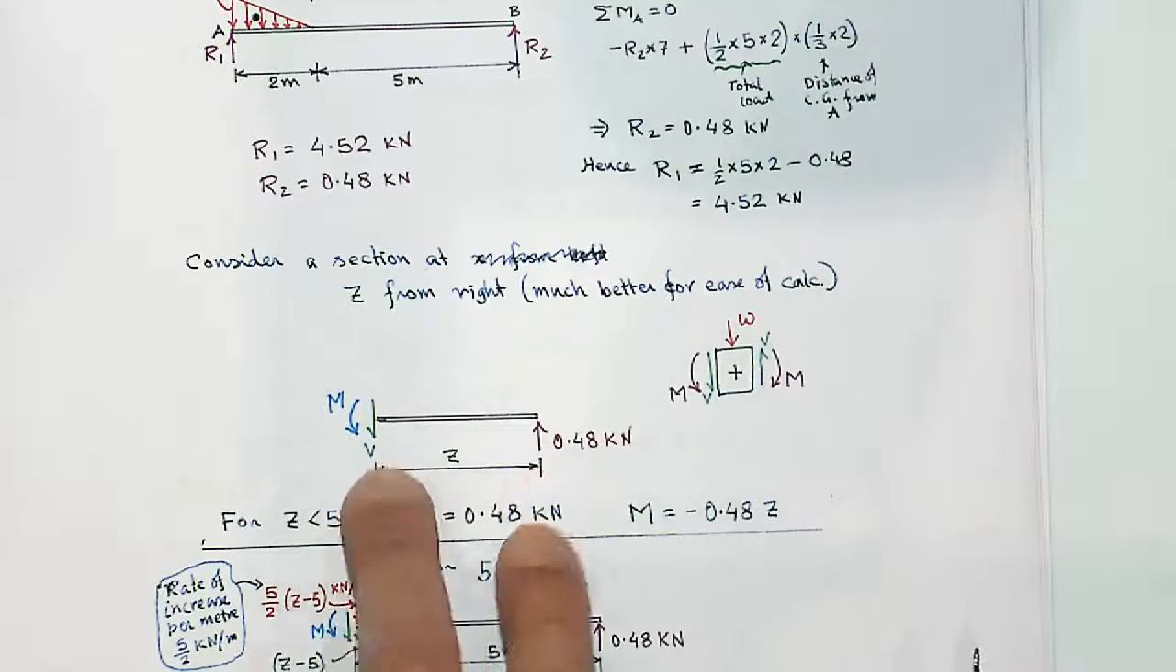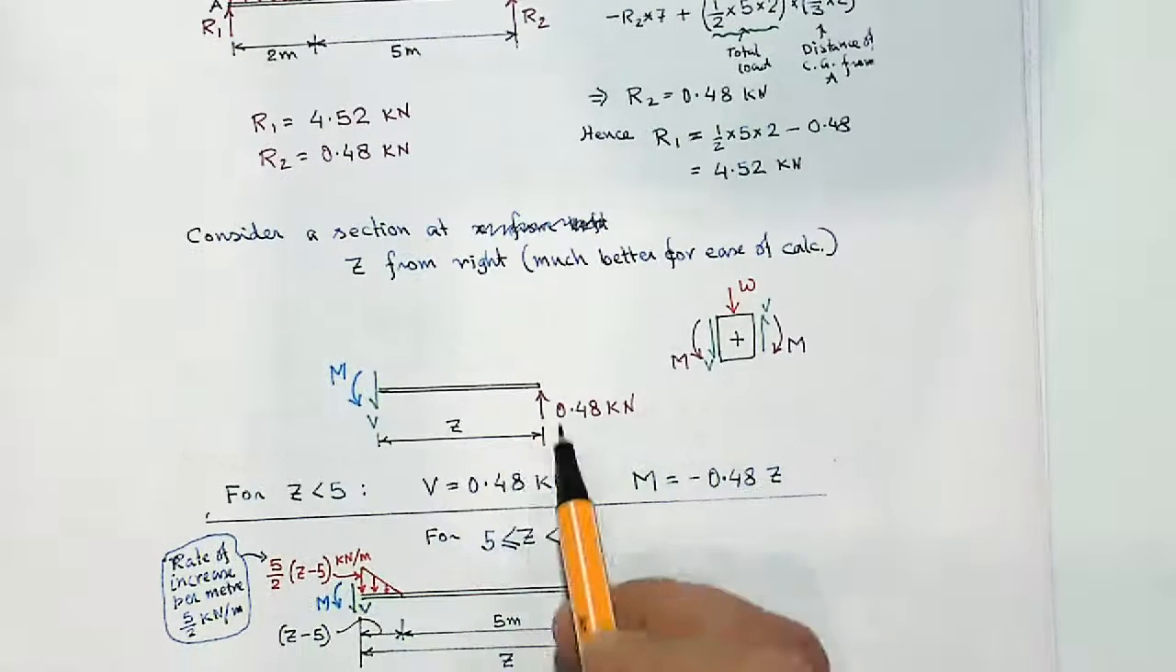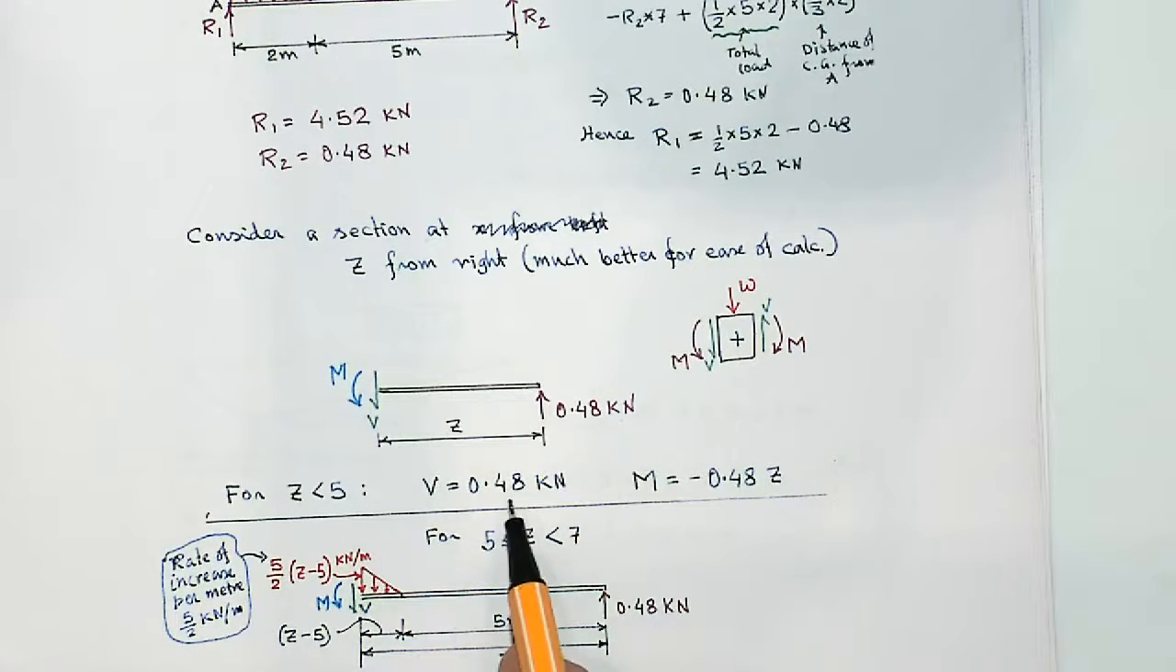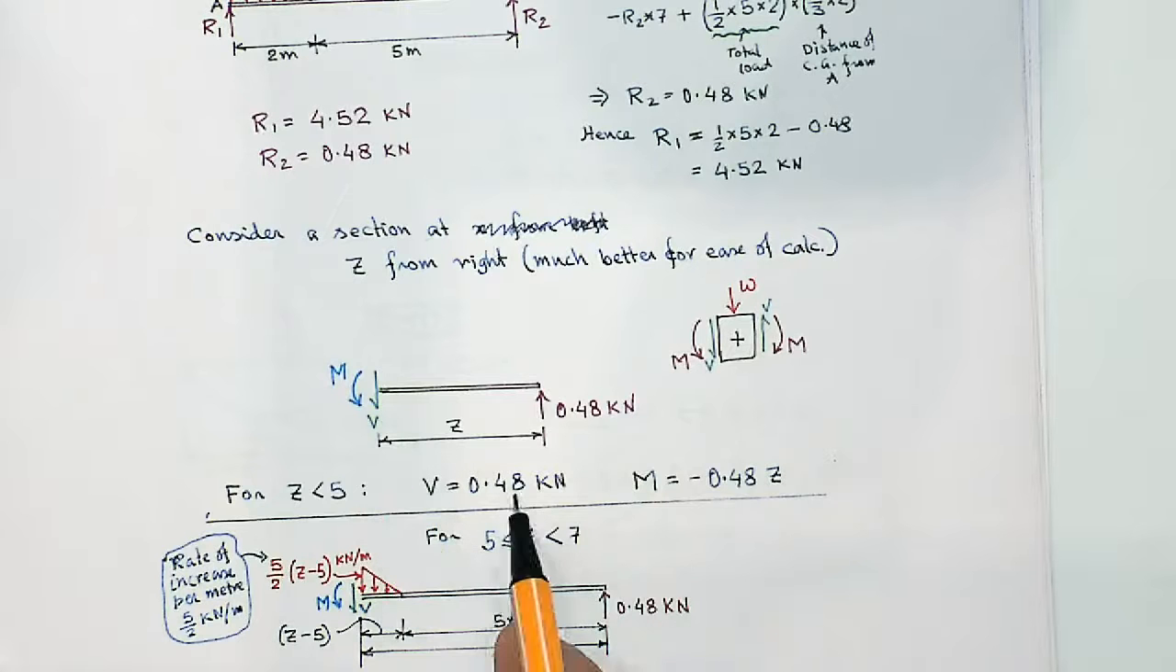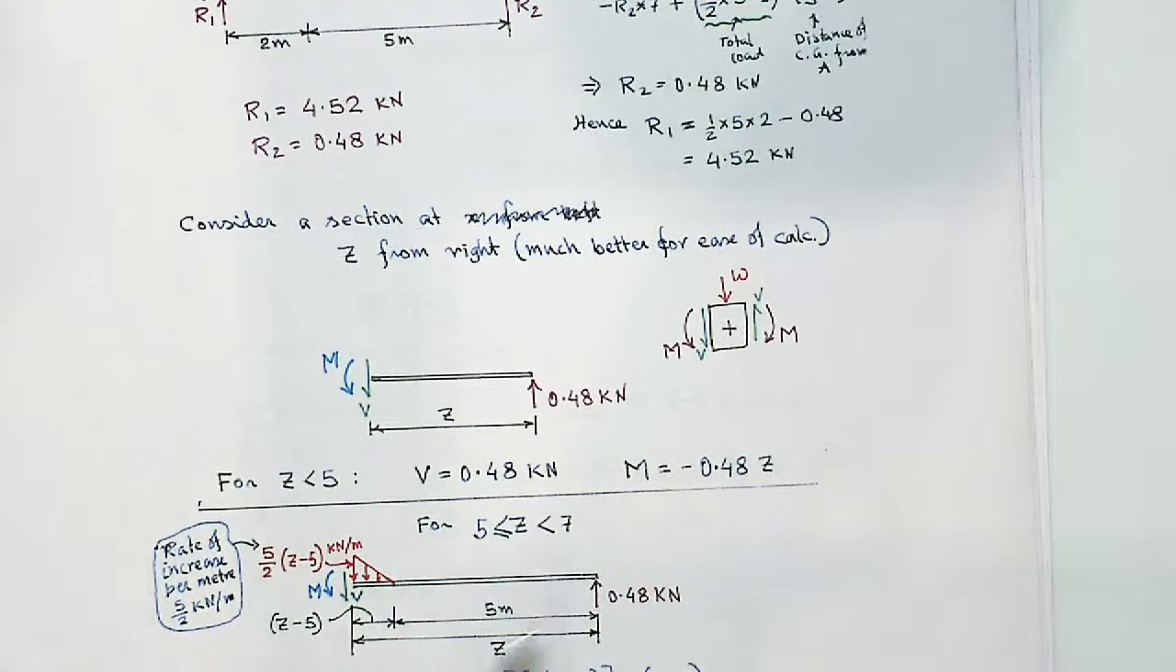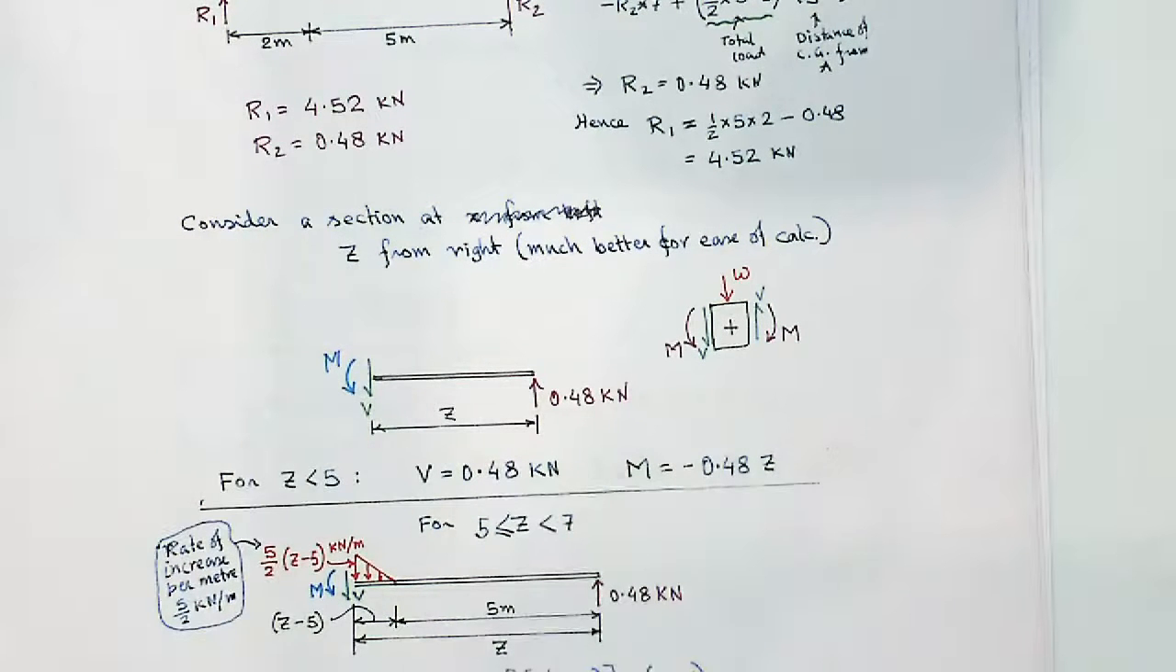If you take equilibrium of these, you will see V would be in this direction, 0.48. So that's the right chosen direction, and that's a positive shear force. And moment would be 0.48 times Z with a minus sign.